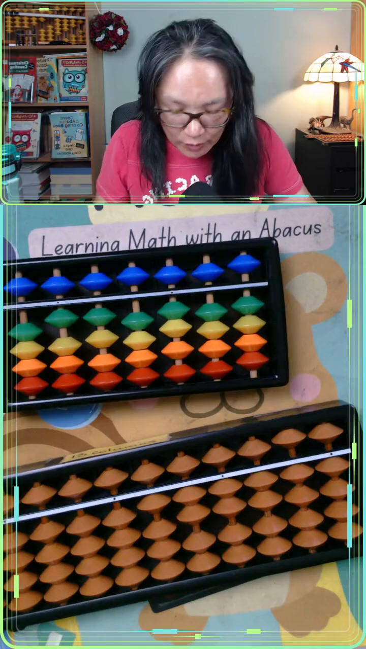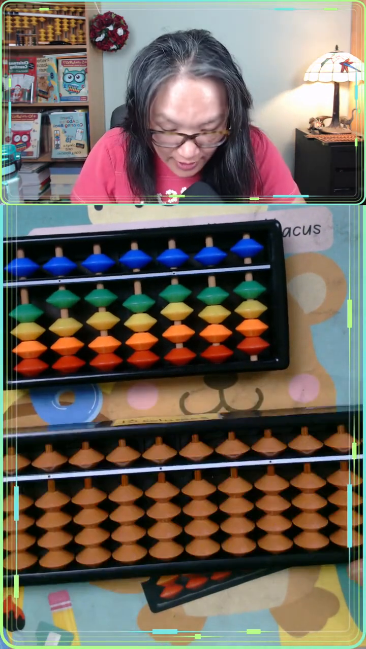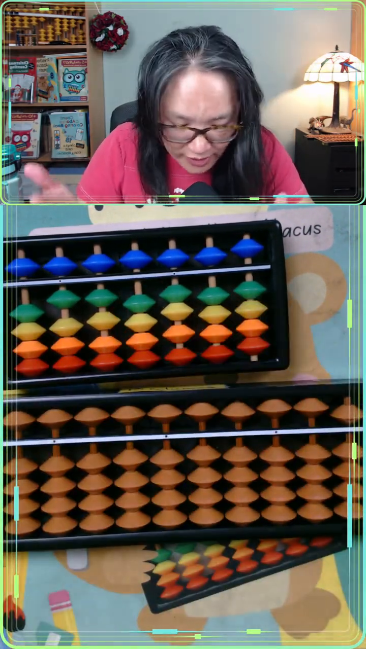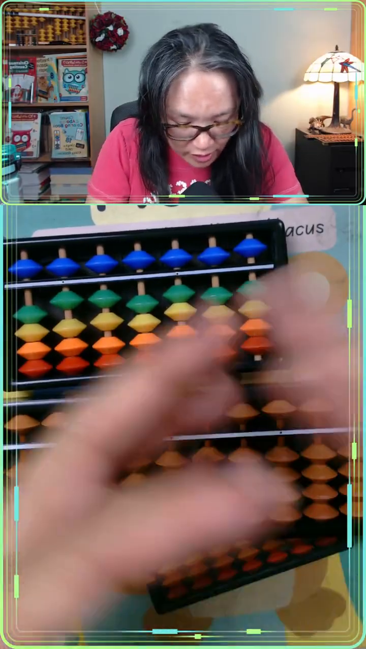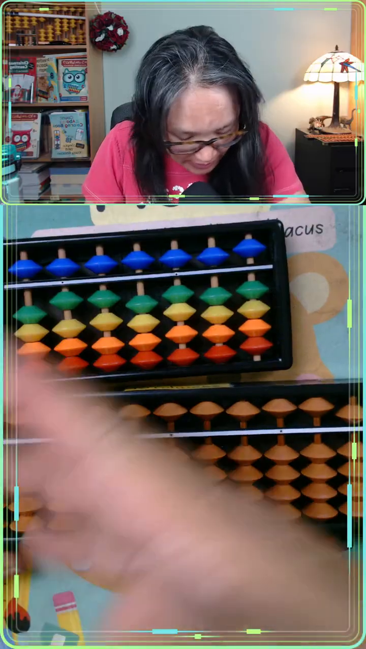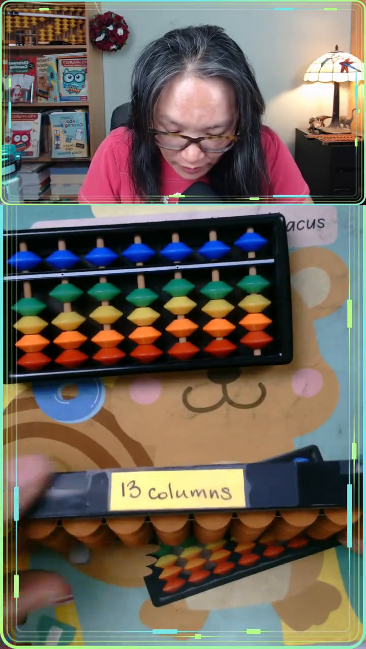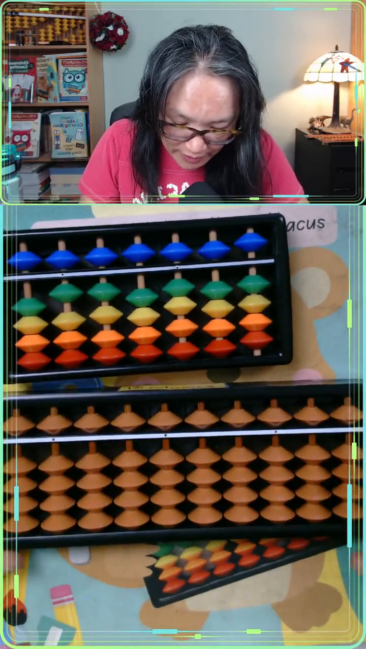This is a 13-column one because size matters. The reason is just that it has more digits. The bigger the digits, the longer the questions, the bigger the numbers. That's the way it is. So when would I use this? I'd use this when I do multiplication and division.